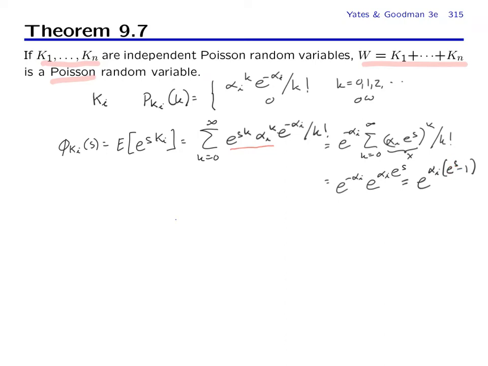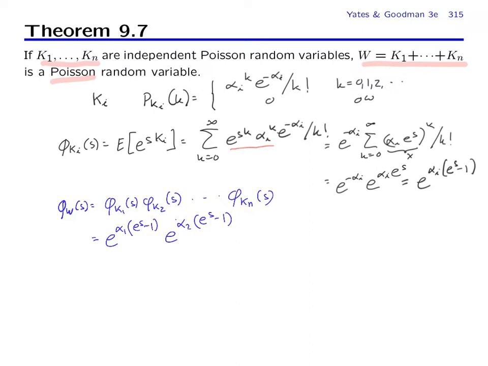However, now that we have the MGF of a Poisson random variable, we're ready to prove our theorem. The MGF of the sum phi w of s is equal to phi k1 of s times phi k2 of s, the product of these moment generating functions up to phi kn of s. And now we write these terms out. The first one is e to the alpha 1, e to the s minus 1. And the second one is e to the alpha 2, e to the s minus 1.